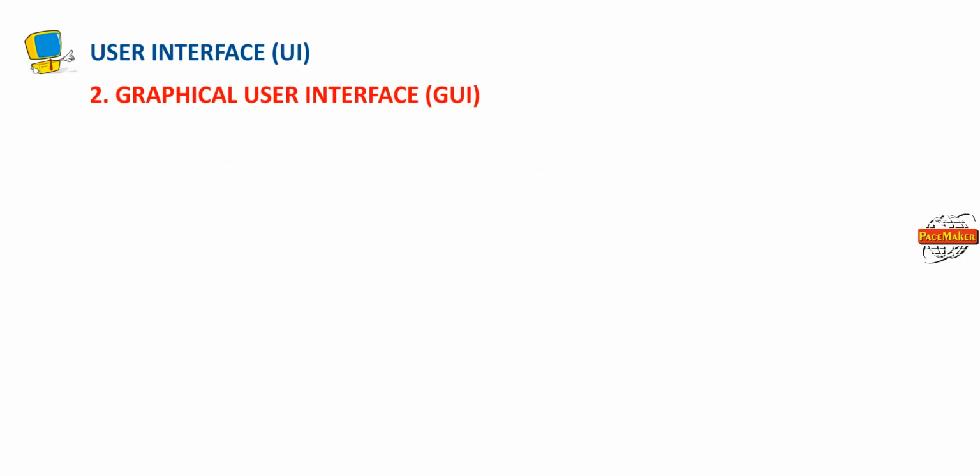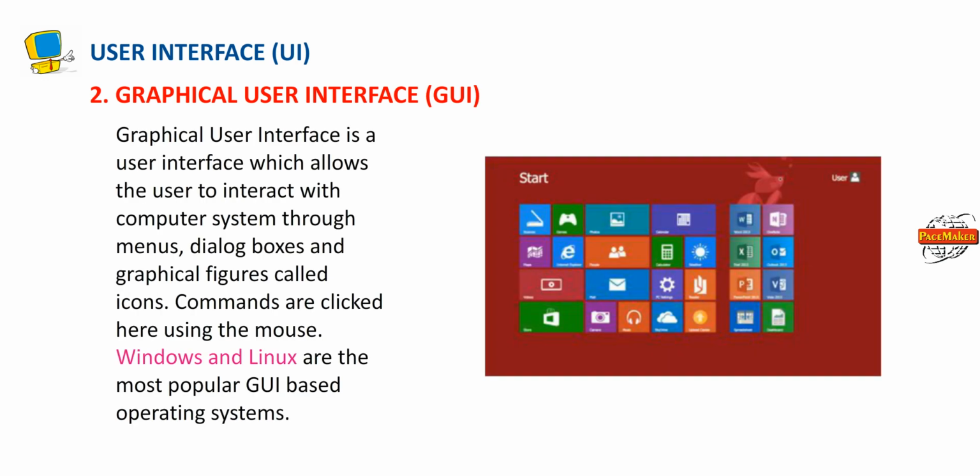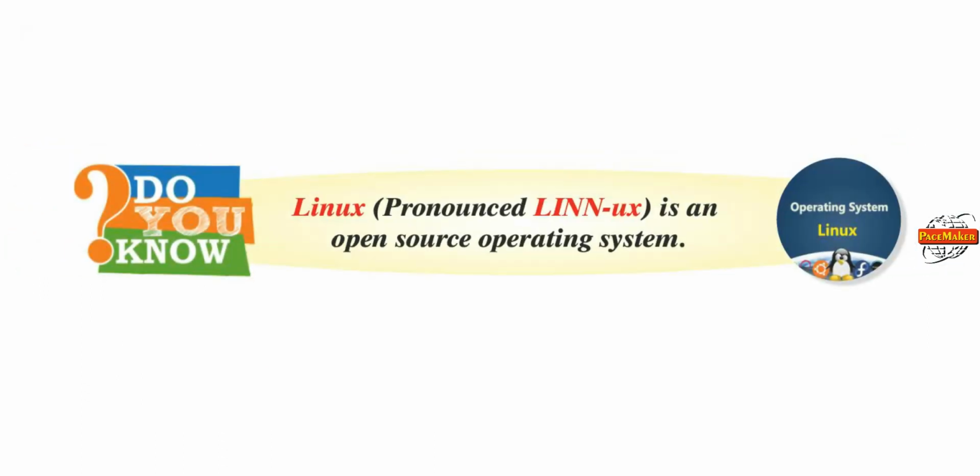Second, graphical user interface GUI. Graphical user interface is a user interface which allows the user to interact with the computer system through menus, dialog boxes, and graphical figures called icons. Commands are clicked here using the mouse. Windows and Linux are the most popular GUI-based operating systems. Do you know Linux is an open source operating system?